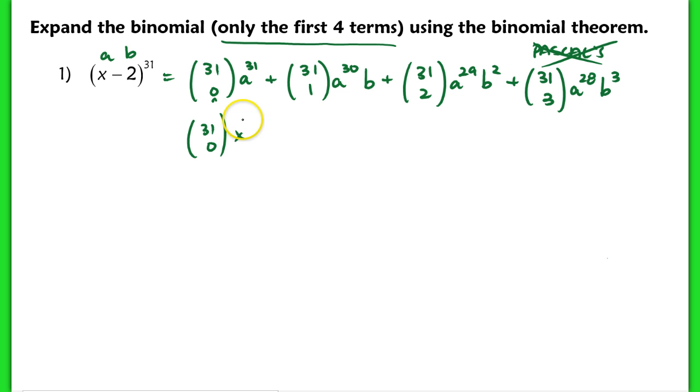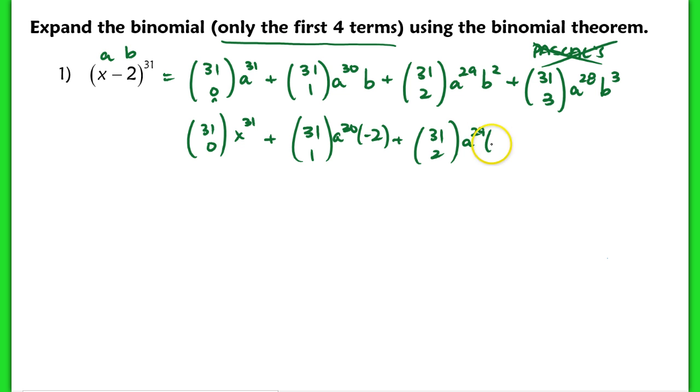So if we were to substitute in here, we have 31 choose 0, x to the 31st, then 31 choose 1, a to the 30th times -2, then 31 choose 2, a to the 29th, and (-2) squared. Then 31 choose 3 times a to the 28th. Oh shoot, I keep saying a and that's supposed to be an x. Sorry. There's an x here, x there. So x to the 28th and (-2) to the 3rd.